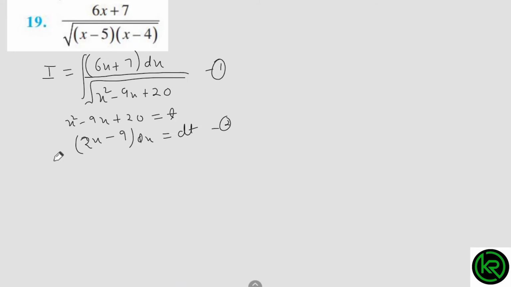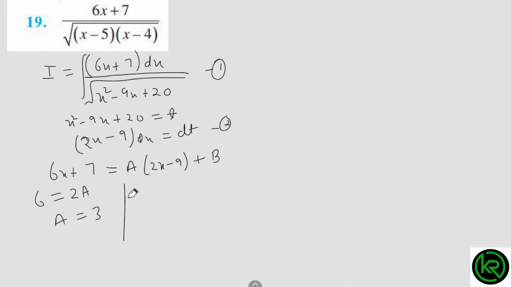And now students, we will split this numerator. 6x plus 7 we can write as a multiplied by 2x minus 9 plus b. If we equate the coefficients of x on both sides, you will get 6 equals 2a and a will be equal to 3, and on this side you will get 7 equals minus 9a plus b, and the a value is 3, so b will be 7 plus 27, equals 34.